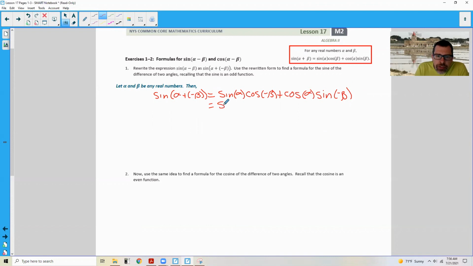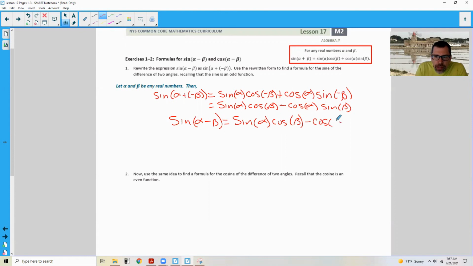So that is going to equal, the sine of alpha is going to stay the same. Cosine of negative beta is the same as the cosine of positive beta. So now let's just change that to a positive beta. Plus, actually it's going to become minus, remember, cosine of alpha doesn't change. And then it's going to be the sine of beta. Remember that the sine of negative beta is the negative sine of beta, and the positive times negative gives us this negative over here. Therefore we can now state that the sine of alpha minus beta is going to equal the sine of alpha cosine beta minus cosine alpha sine beta, for all real numbers alpha and beta.